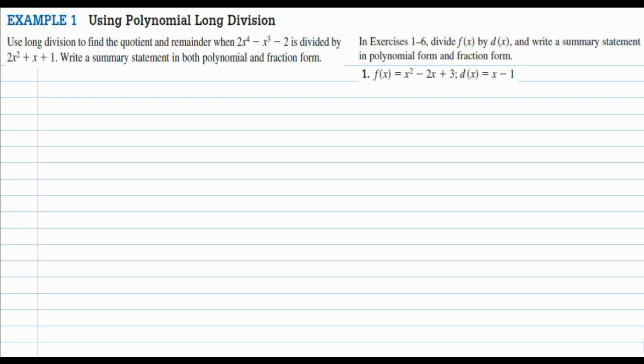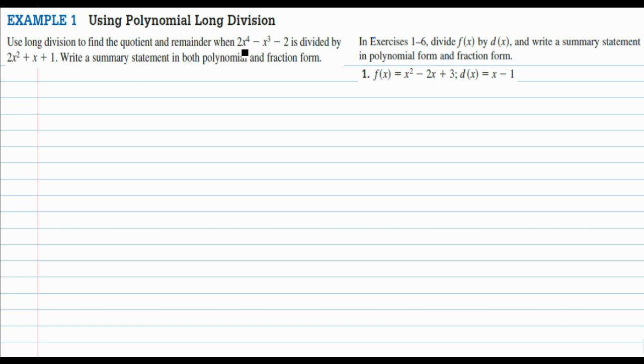So using long division to find a quotient and remainder when 2x to the fourth minus x cubed minus 2 is divided by that mess, 2x squared plus x plus 1. Write a summary statement in both polynomial and fraction form. So first things first, let's do some dividing.